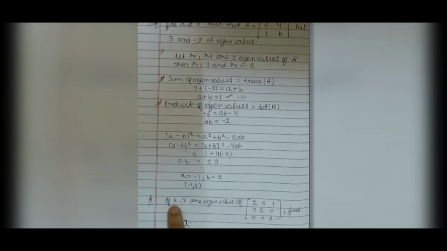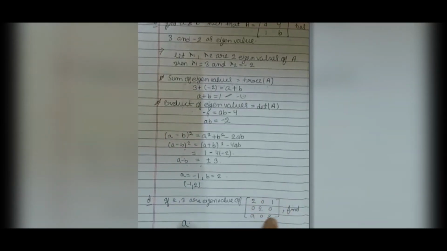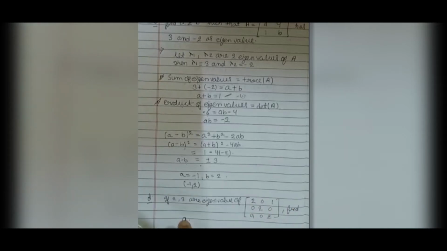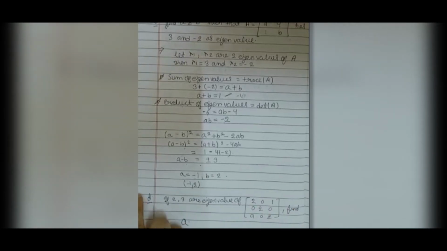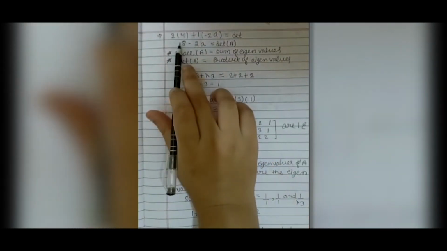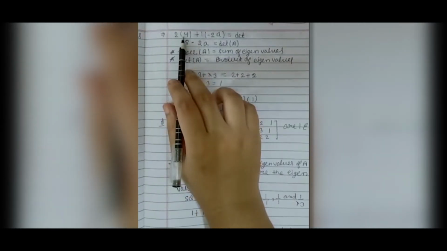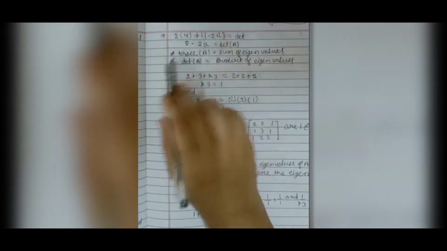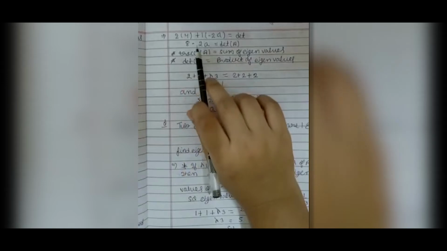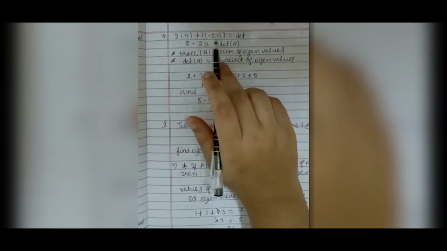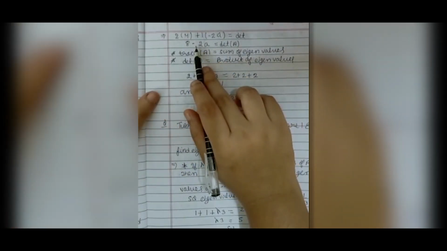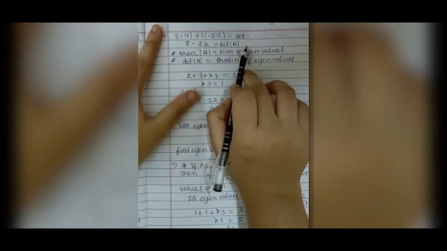Now our next question is, if 2 and 3 are eigenvalues of this 3 cross 3 matrix, find a. Okay. So as we know, we will use those two formulas only. We first find the determinant of the given matrix. We get 8 minus 2a equals determinant of A.